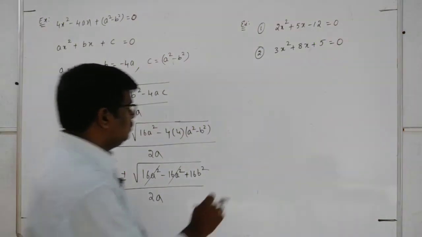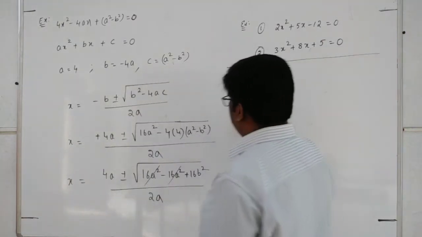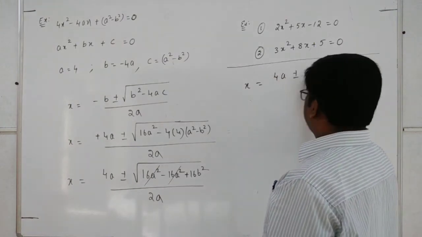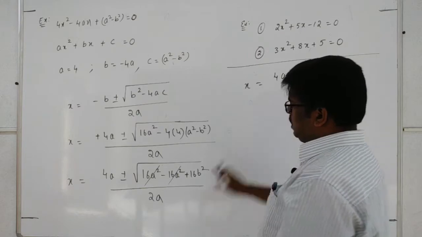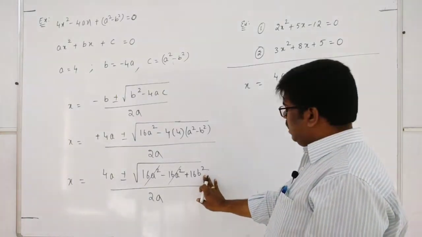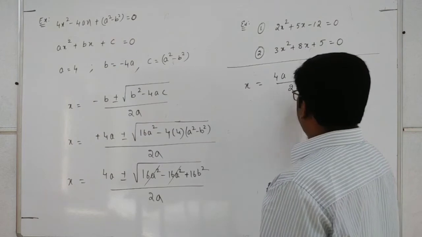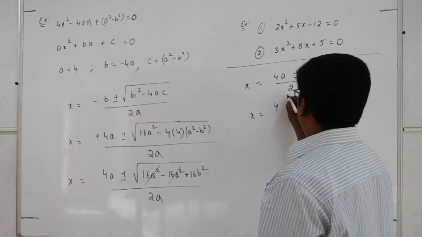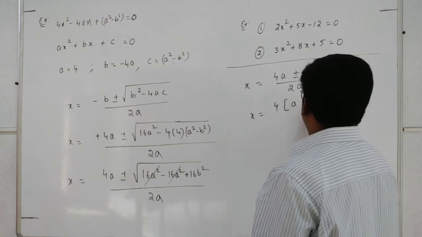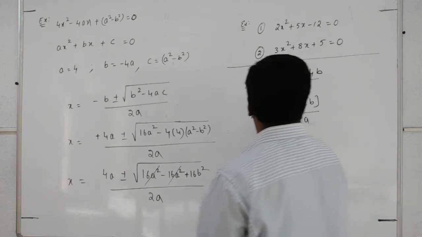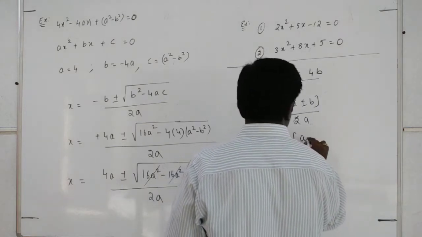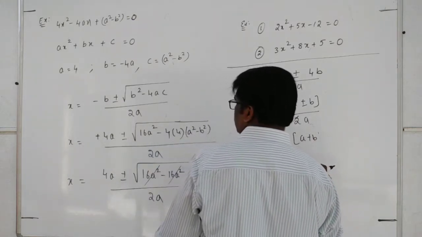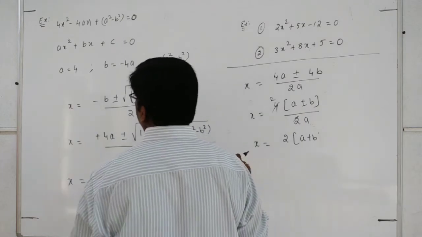So x is equal to 4a plus or minus 4b, since only 16b square remains under the root, that's why it will come 4b, by 2a. Then if you take 4 common in the numerator, x is equal to a plus or minus b by 2a, here 2 times. So x is equal to 2 into a plus b, here 2a. a is 4 here.